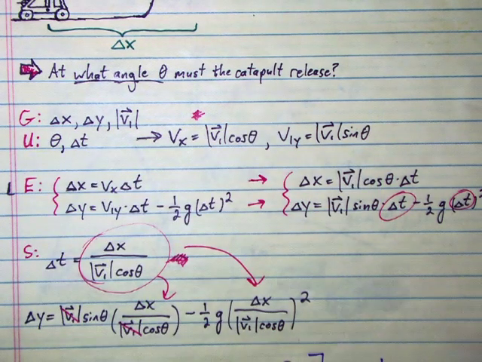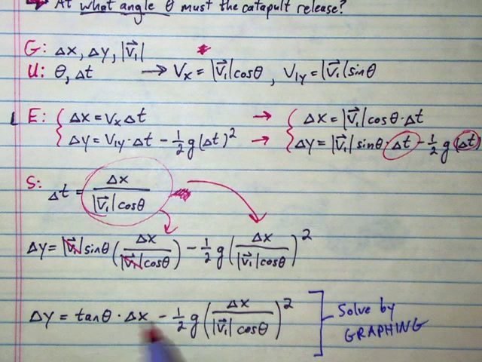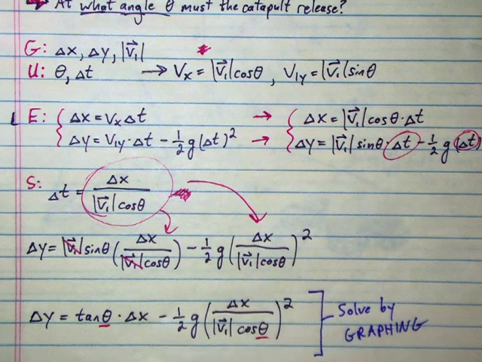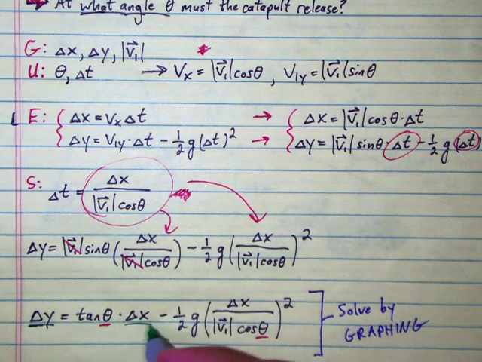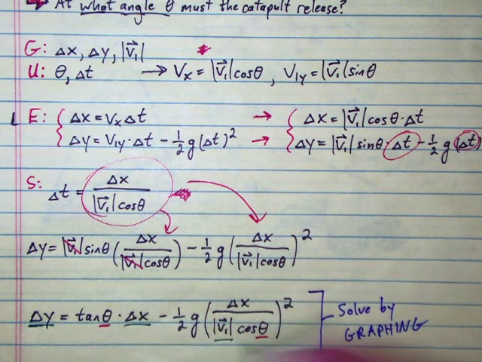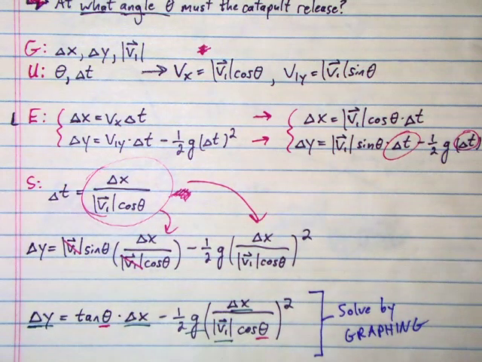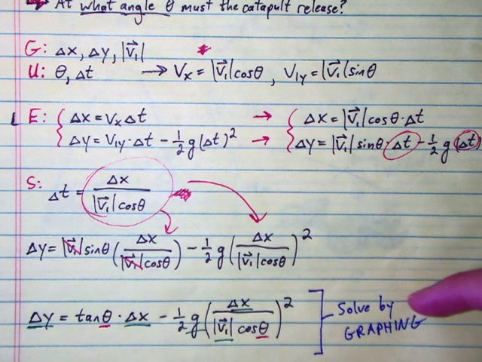So sine over cosine becomes tangent theta, and I can rewrite this as delta y equals tangent of theta times delta x minus 1/2 g, and then this expression here. So there's our unknown theta, there's our unknown theta, but the rest of this information is known to us. We know delta y and delta x, we know the launch speed, we know delta x, and of course we know what g is. So we've got an equation in terms of theta here that can be solved by graphing.